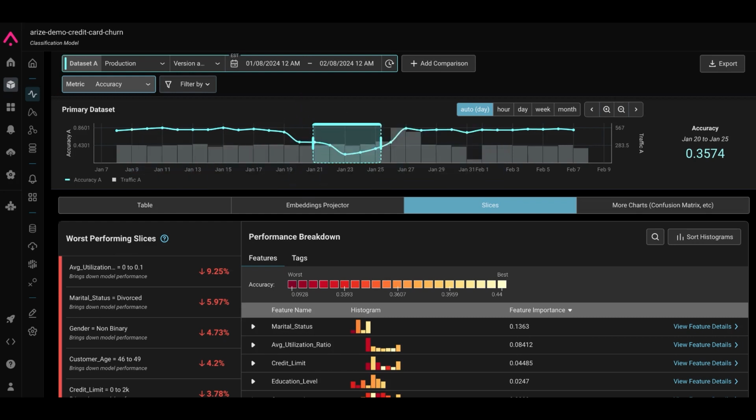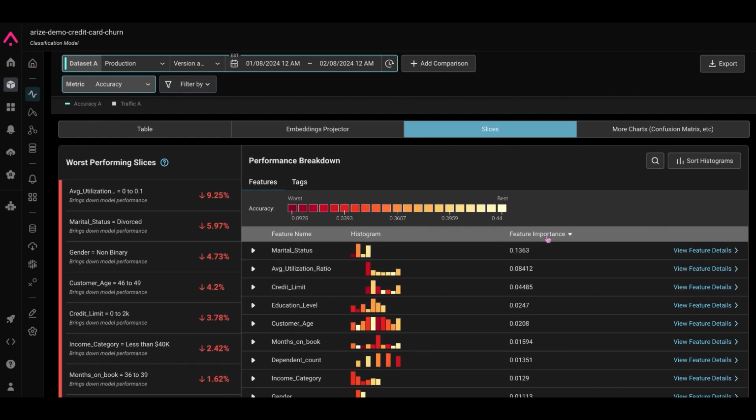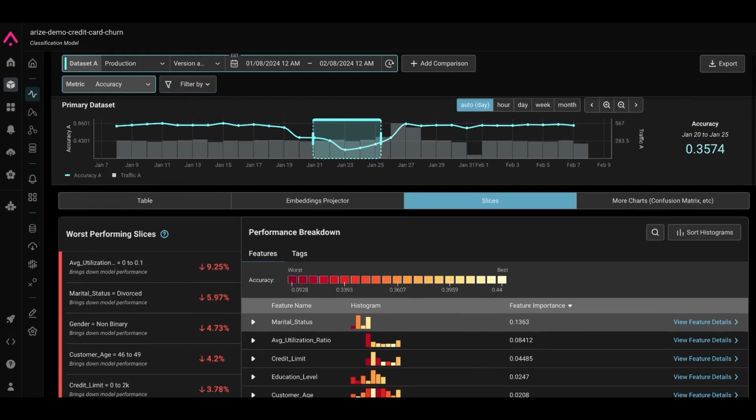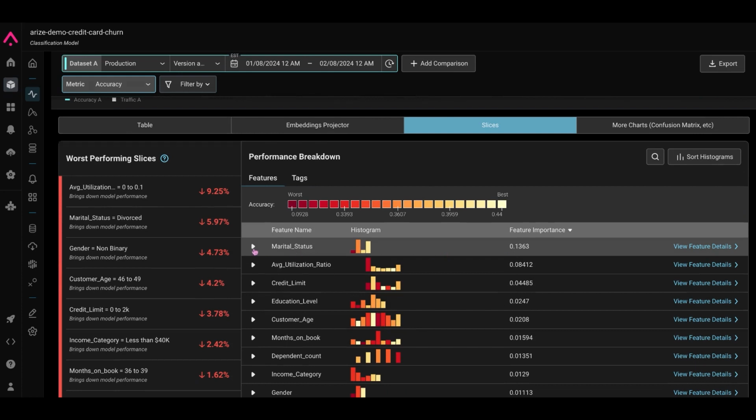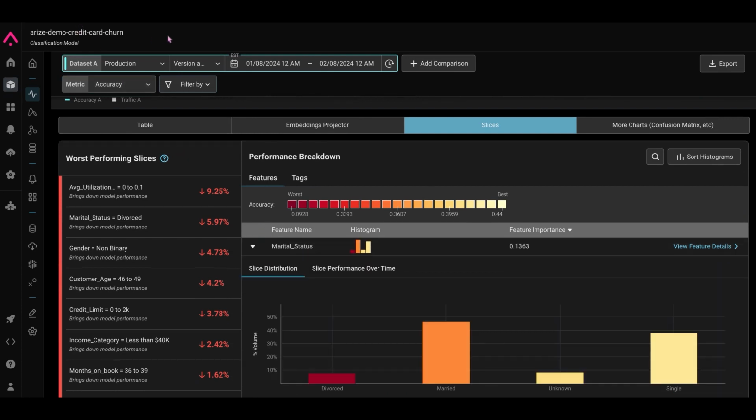So if we want to figure out where this problem lies, we can go into our performance breakdown, and they're ranked by feature importance. If you're curious about feature importance and explainability, we can get more into explainability. There's also an explainability section, but essentially we're rating how important each feature is to the decision that's being made. So right now, our most important feature and what's going to have the biggest impact on our performance looks like it's going to be marital status. So again, this is a credit card churn prediction. So we are predicting who is going to churn via their credit cards. And if we're having negative performance, we're doing something wrong in our predictions.